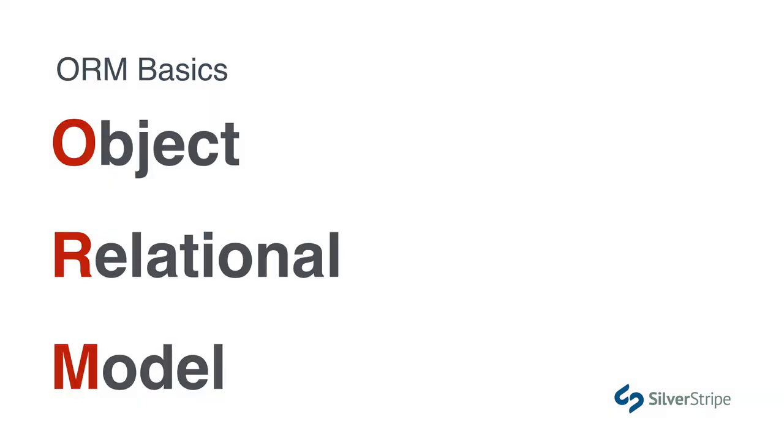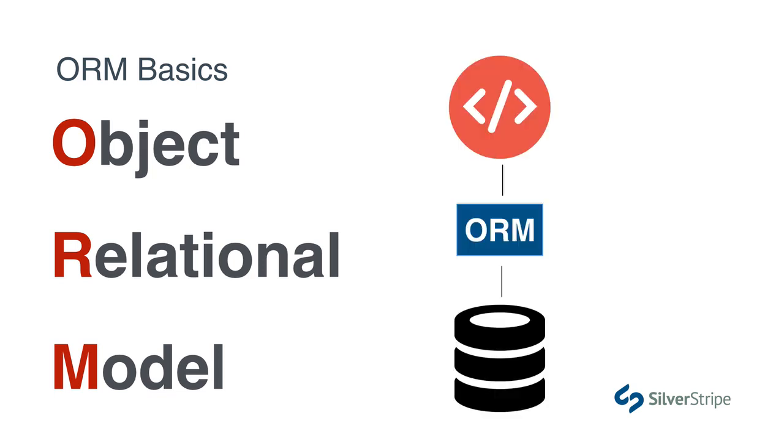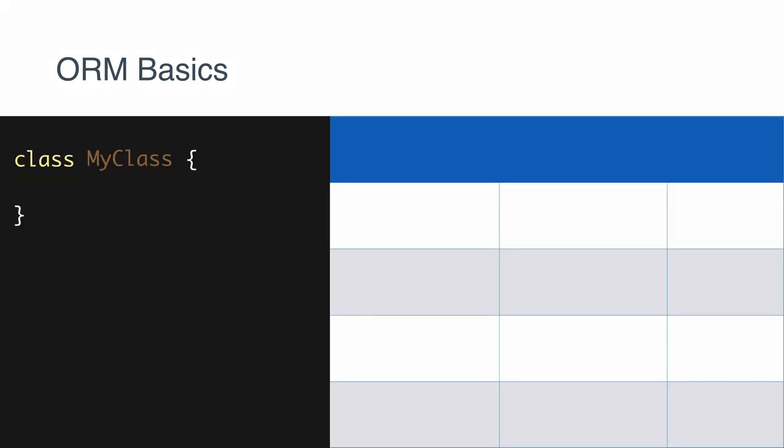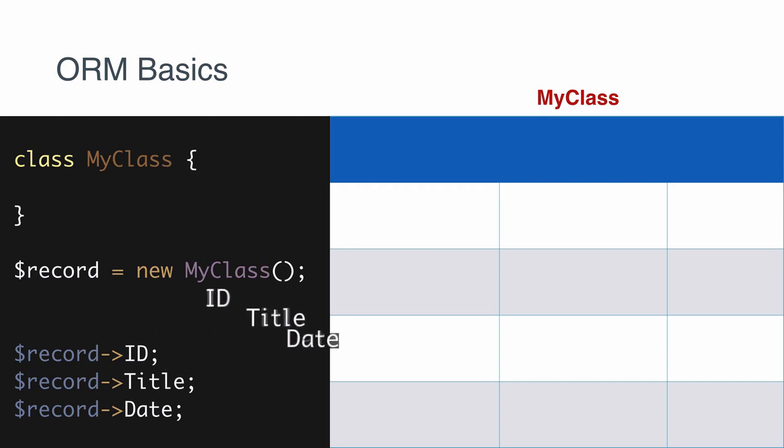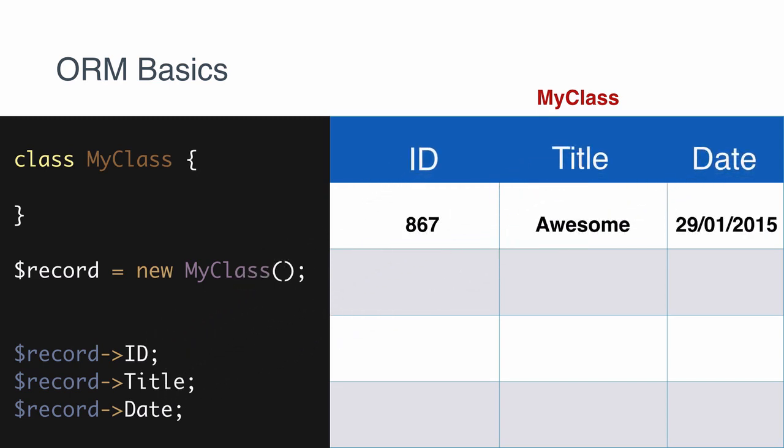ORM stands for Object Relational Model, and it is kind of the backbone of the Silverstripe framework. It provides a layer of abstraction between your PHP code and the contents of the database. Anytime you're reading or manipulating records, the ORM is most likely going to be involved. So here's an easy way to conceptualize the ORM. Classes refer to tables. Instances of those classes, or objects, refer to records in the table. And properties on that object refer to the columns on the table. And the values of those properties refer to the values of each column.